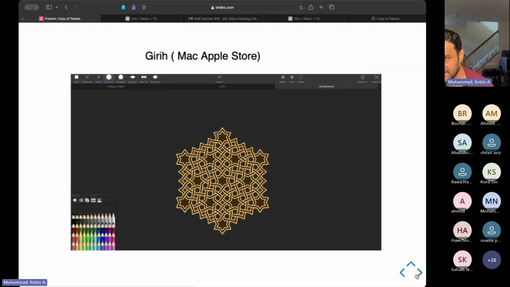And there is an app. I don't have time, otherwise you could experiment with it. This is another pattern created with a similar method.